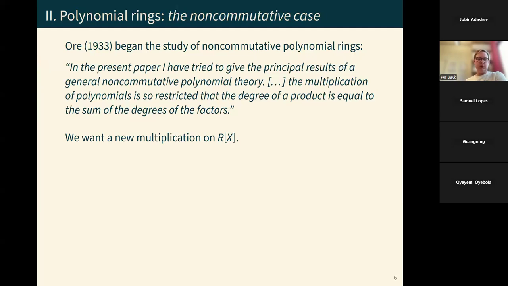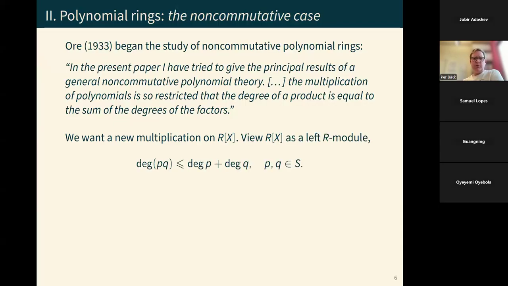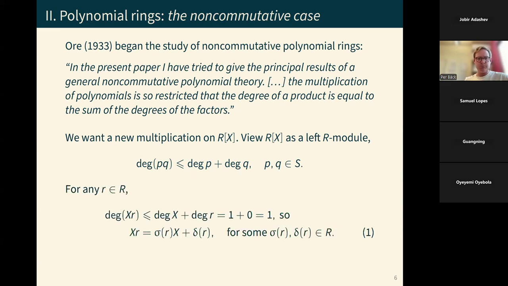So we start with this ordinary ring R, which does not necessarily have to be commutative any longer. And we can view this ring as a left R-module. We keep that structure, so we can multiply with elements from the ring from the left. And we want a new product on this ring which satisfies this condition. So what do we need to fulfill this requirement?